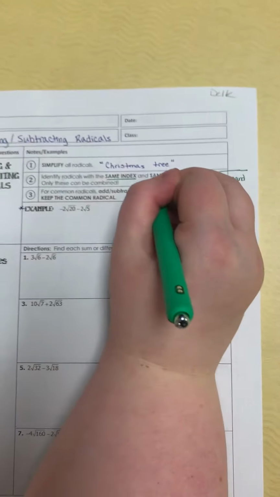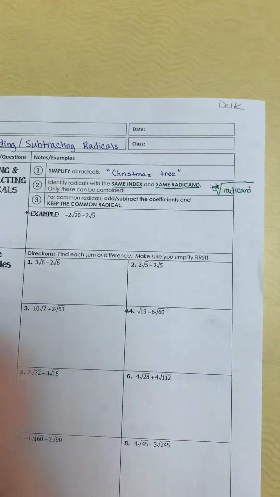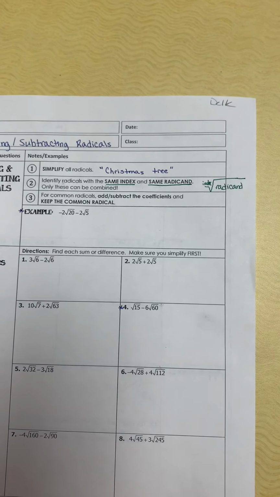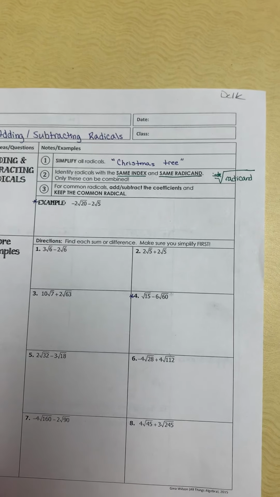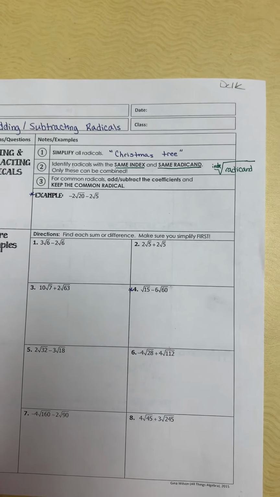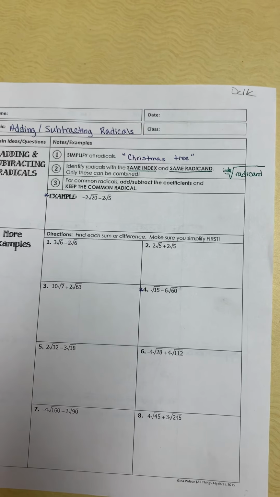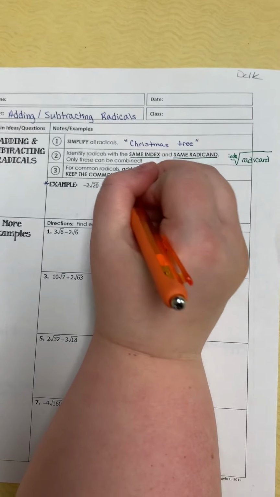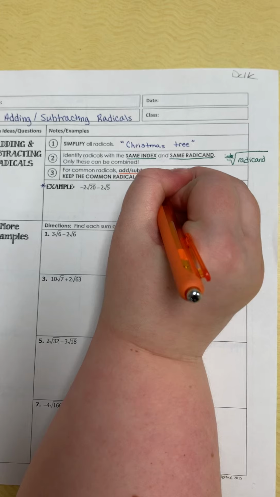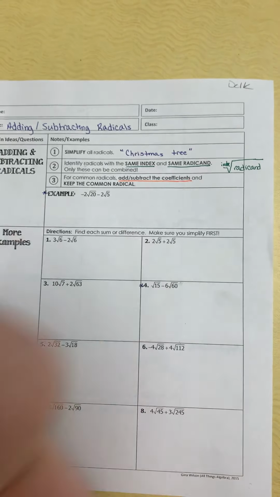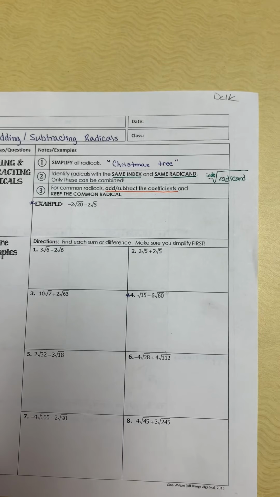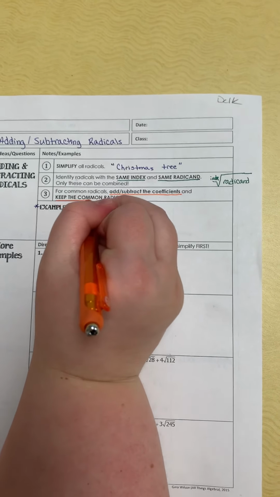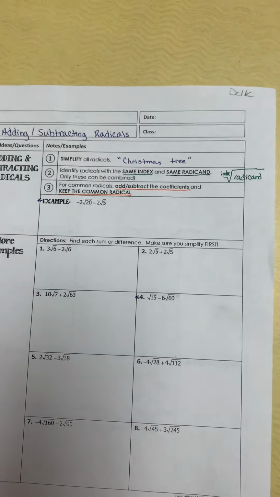Okay? So the rules say identify radicals with the same index and same radicand, basically terms that look alike, like terms. Only these can be combined. Okay, so number 3 says for common radicals, add and subtract the coefficients. Remember the definition of a coefficient is the number being multiplied by a variable or by a term in some way or an operation, and then keep the common radical. Okay, so watch Ms. Delkina.